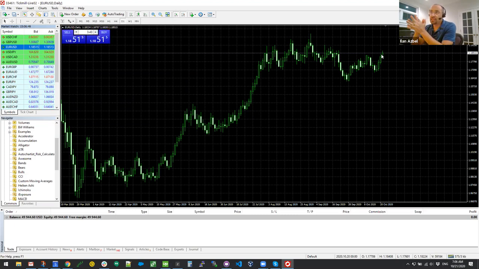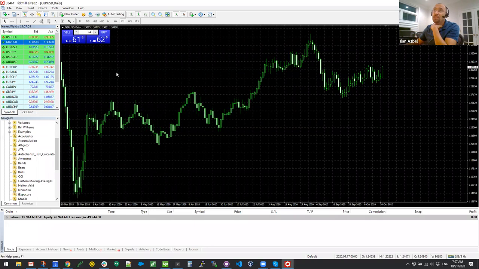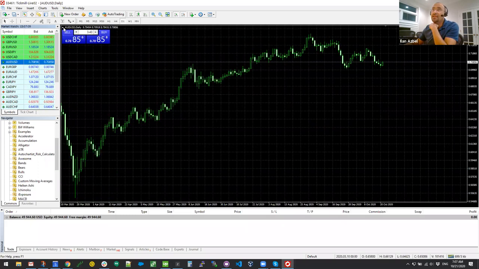Now, if you're using a mini account, then every pip is worth $1. In fact, any USD as the quote currency is always worth either $10 a pip on a standard account or $1 on a mini account. For example, that's EURUSD, GBPUSD, AUDUSD. Anything that's USD-quoted is always a dollar a pip or $10 a pip.